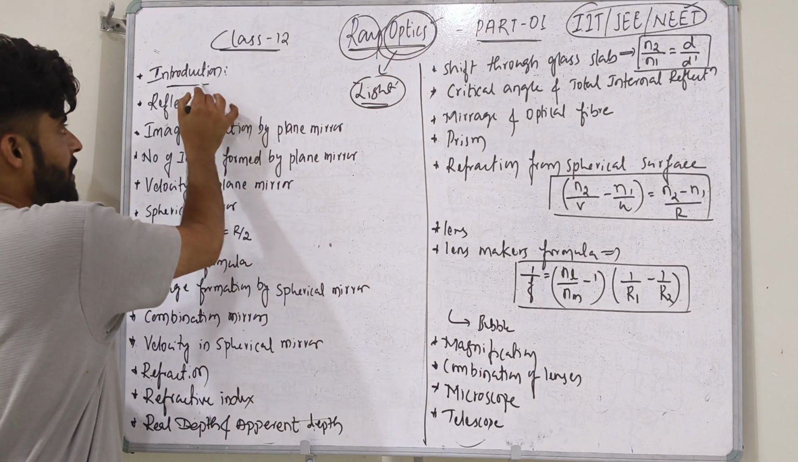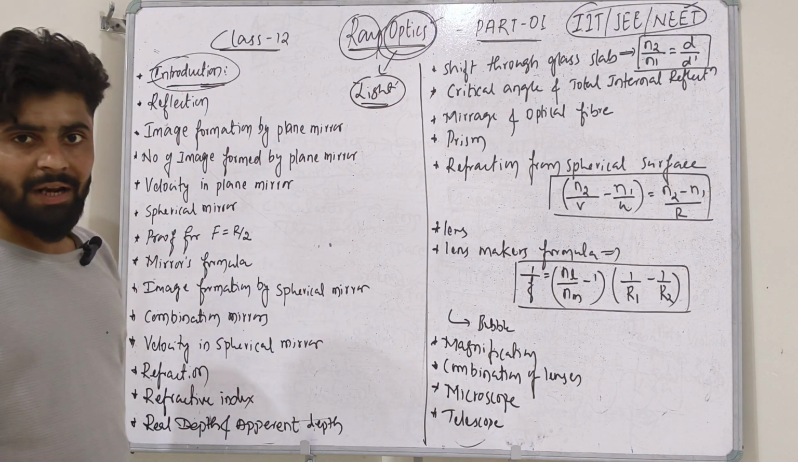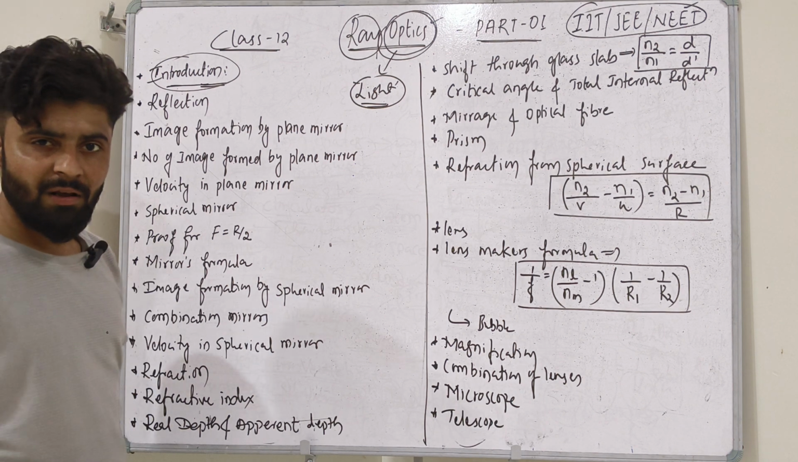See here, the first introduction part is about the light. Light is made by what, what is the path of the light, what do we mean by ray, what are the types of beams.